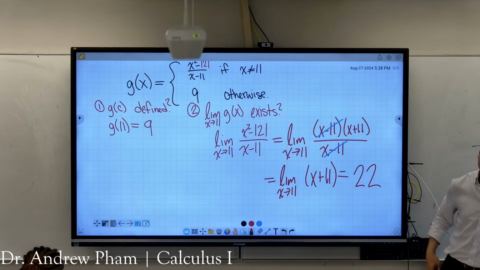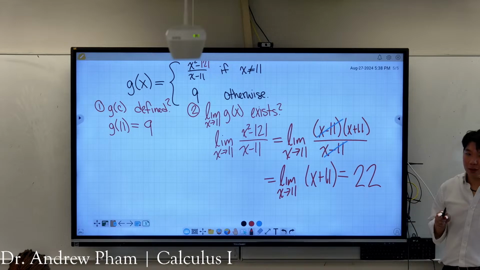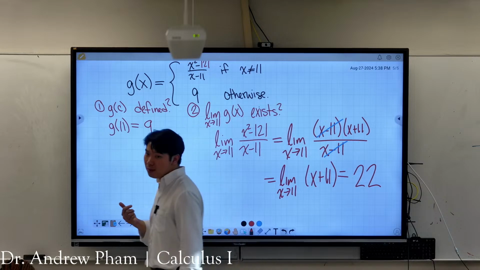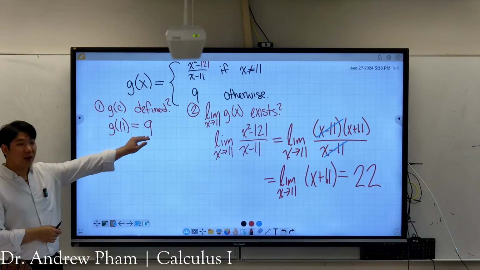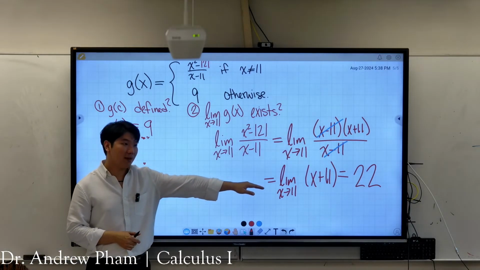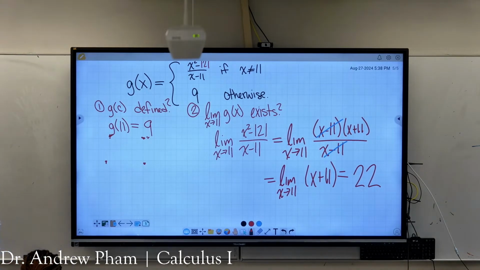What is my last condition to be continuous? f of x has to equal f of c? No, not f of x, but the limit. Yes, the limit of f of x has to equal f of c. So the third step is usually our quickest step. g of 11 is 9. The limit, we just said, is 22. Now I'm going to ask the obvious question, is 9 equal to 22? No. Generally speaking, no.